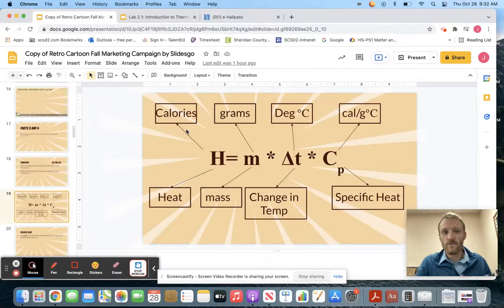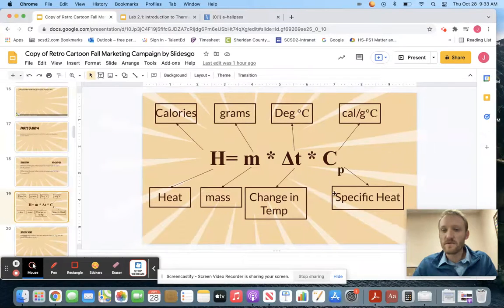Why do people think calories are bad? Well, because if you have too many calories, we end up storing that energy, and our favorite way to store energy as humans is in the form of fat. So people think calories are a bad thing, but they're not actually a thing. A calorie is just a unit of heat. Mass in grams, that's pretty easy. That is going to be the mass of our water in this lab. Change in temperature, degrees Celsius, we're pretty good with that.